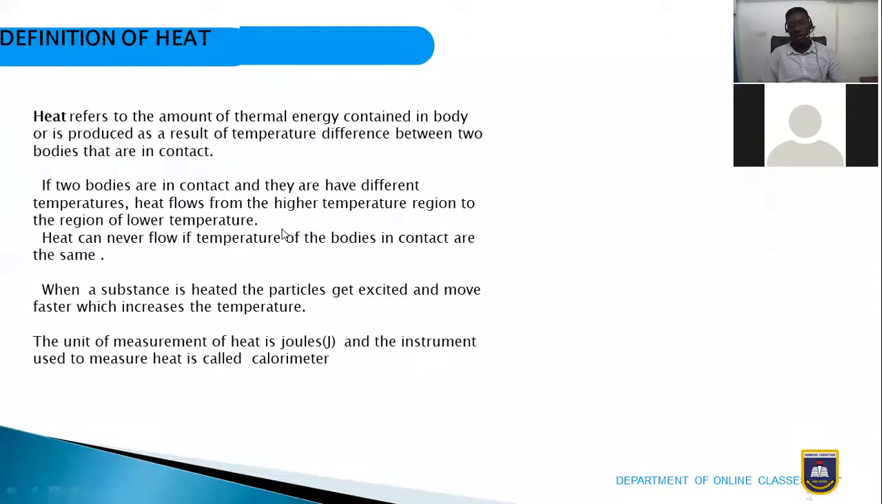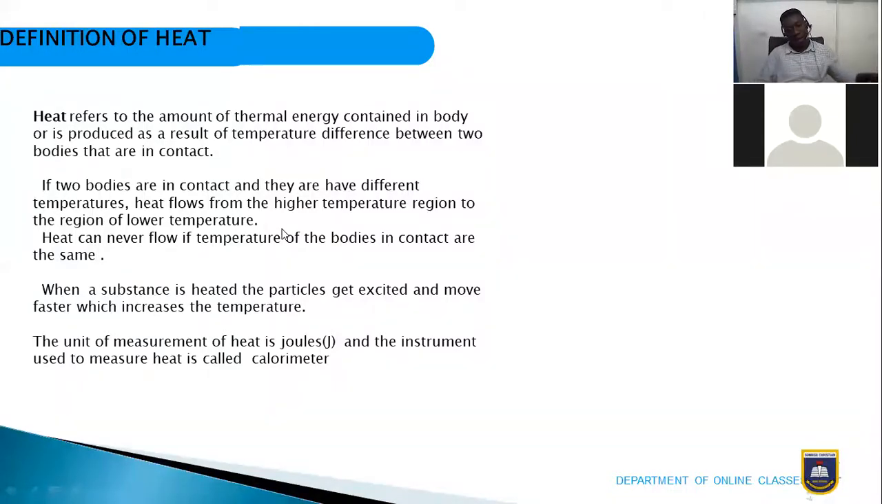So that's basically hot. When a substance is heated, the particles get excited and move faster, which increases the temperature. When they get excited, they move faster and collide with other particles within the same region. When a collision occurs, heat is produced.